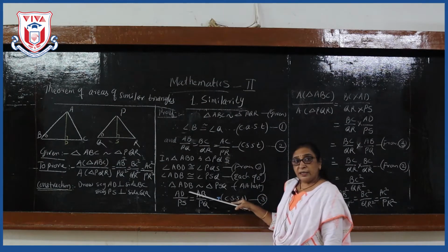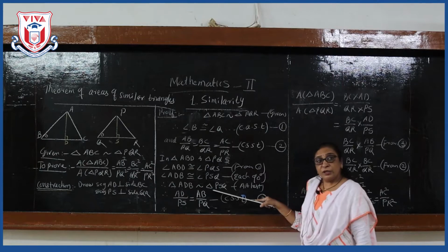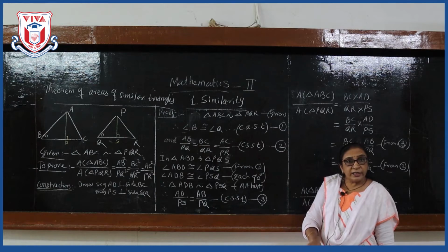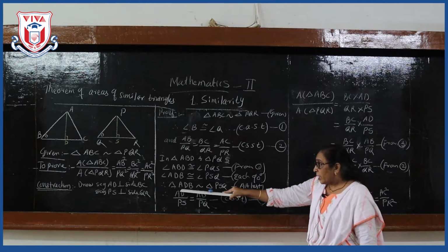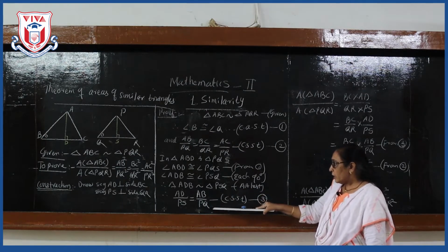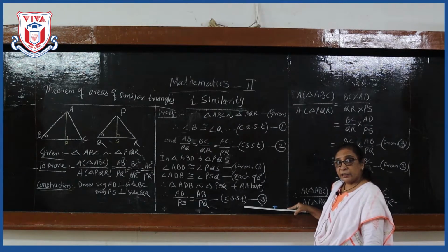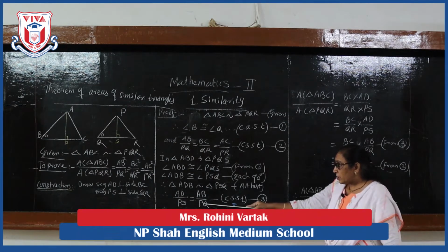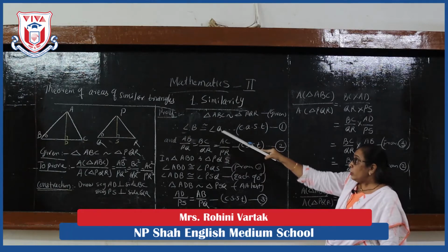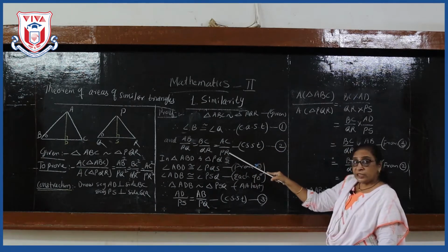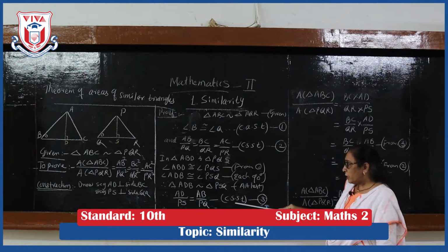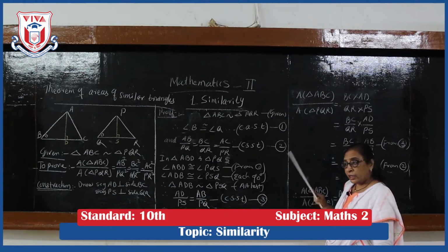So these two right triangles ADB and PSQ are also similar to each other. And if they are similar, then their corresponding sides are in proportion. That means AD upon PS is equal to AB upon PQ. These are the corresponding sides of similar triangles. Now let us number these statements. First, angle B congruent to angle Q as 1. The corresponding side ratios, statement 2. And AD upon PS is equal to AB upon PQ, statement number 3.